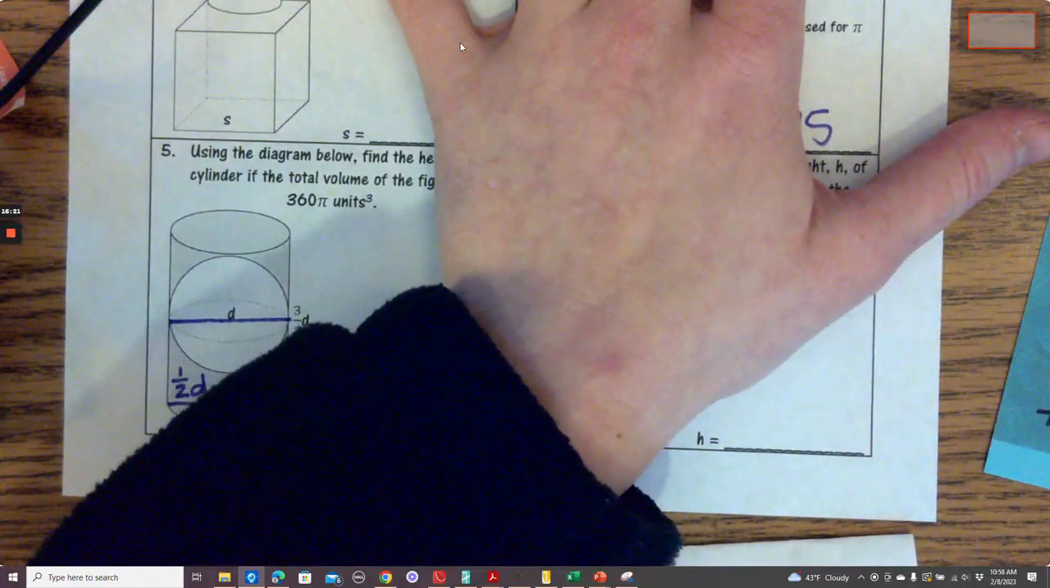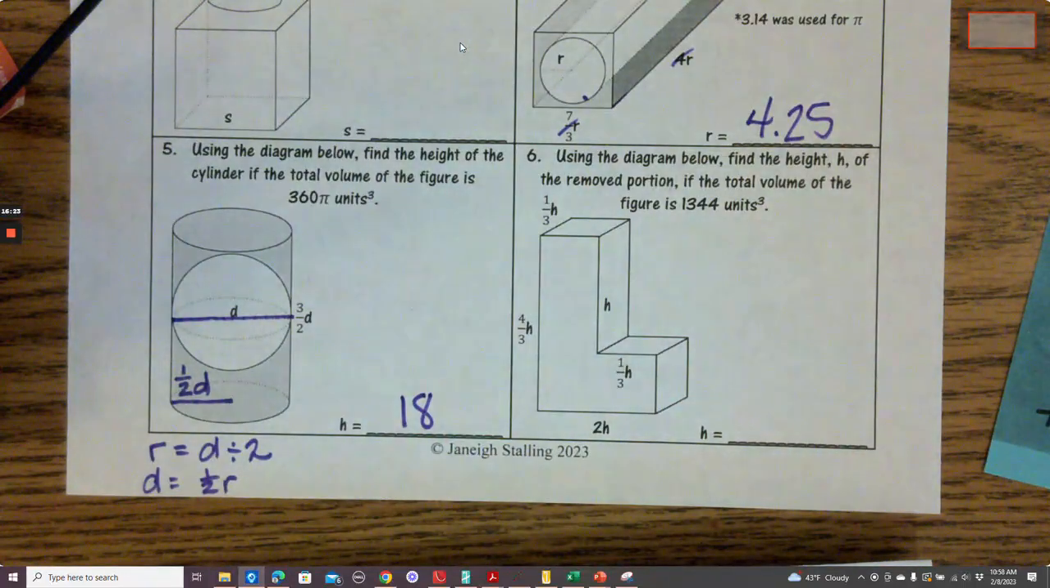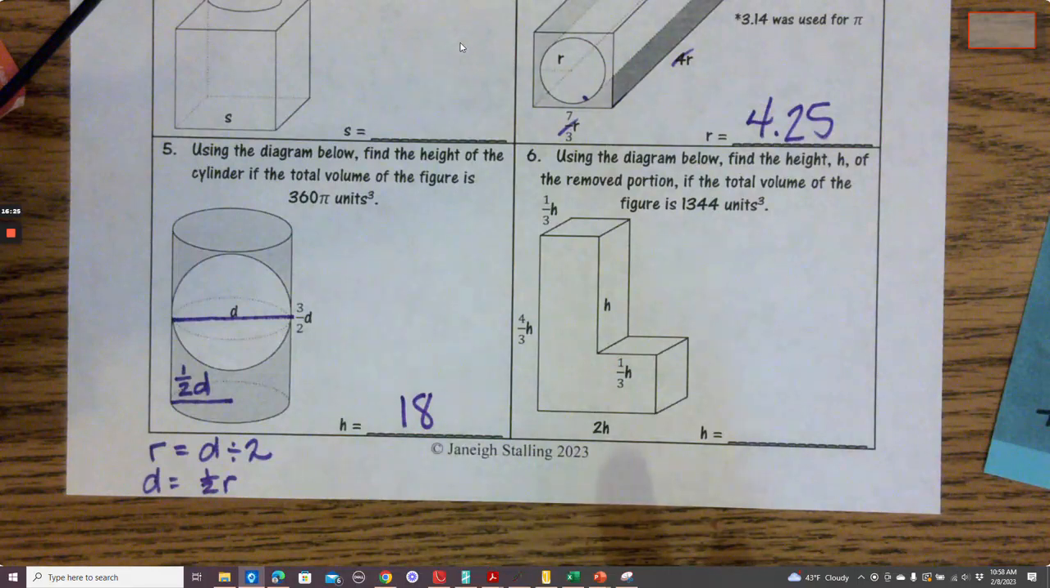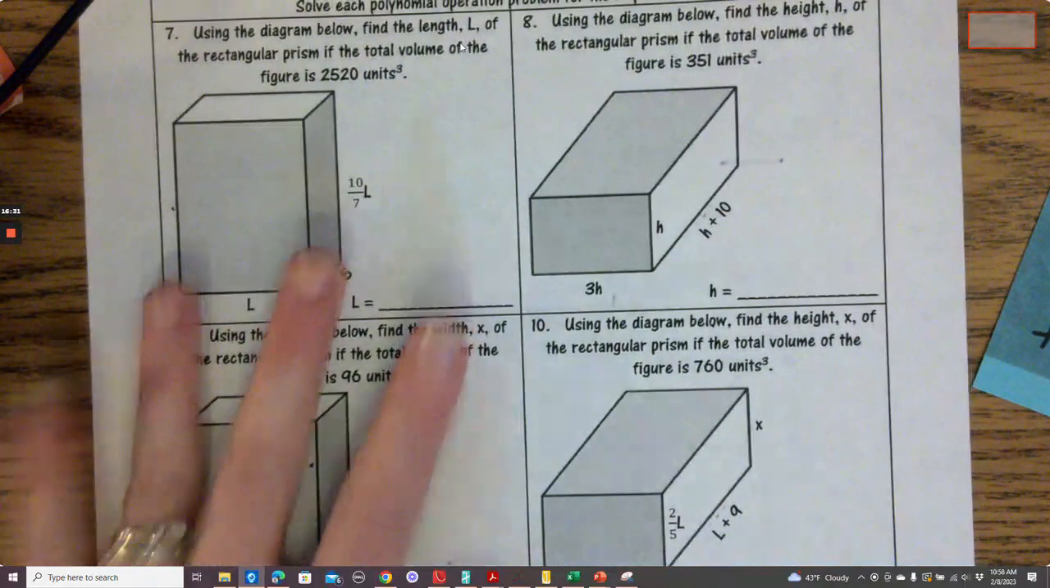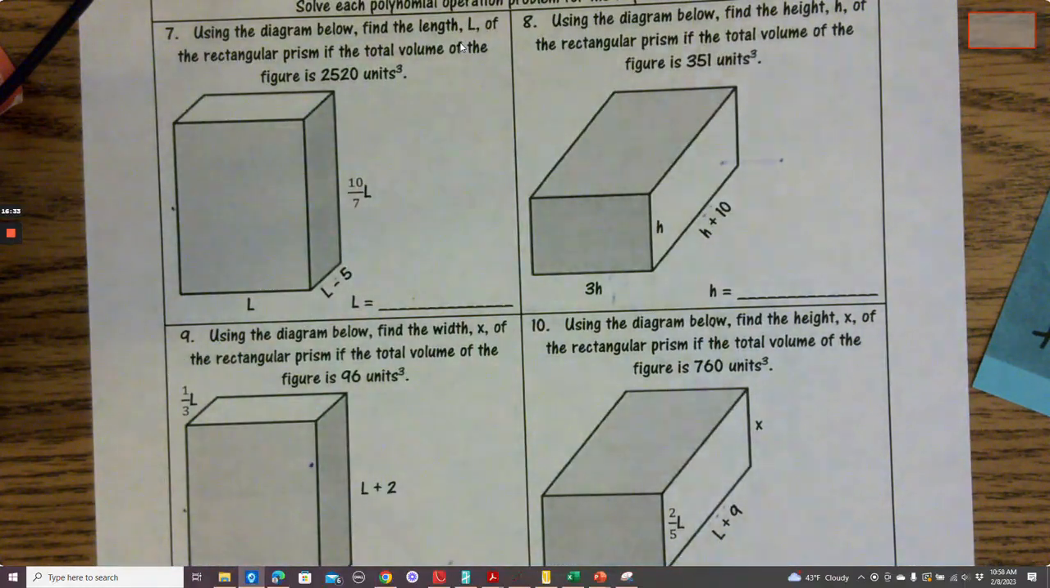All right, so the rest of these are adding and subtracting on this side. Flip it. We're running short, guys. I've got 10 minutes to get through 2 problems. All right, here we go.